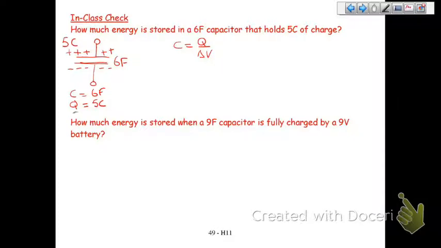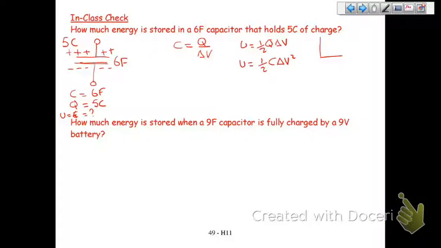How much energy? So my energy U equals, that's the equation that I used. I know from my graph that U is equal to 1/2 Q delta V. I don't have Q and delta V, so let's substitute in for Q: U is equal to 1/2 C delta V squared. Let's just double check on that. Q is equal to C delta V. Q is equal to C delta V.